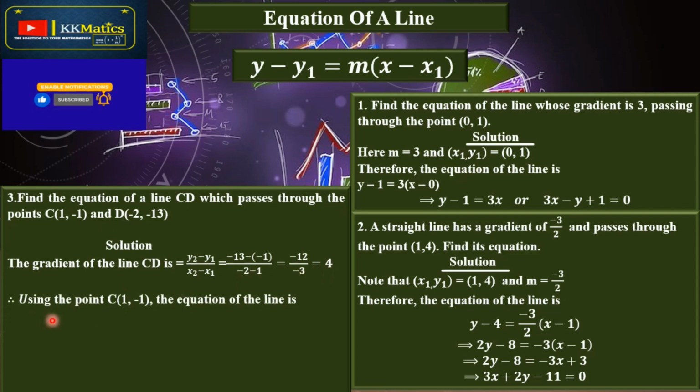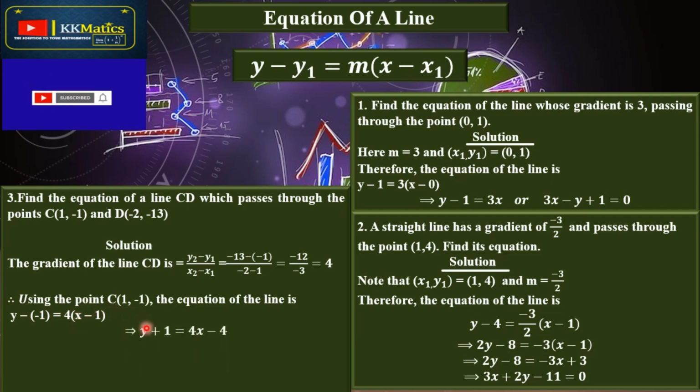Therefore, using the point C, you can choose any of the points. You can choose this point or that point. It's all the same. Make things simpler for yourself. So we have C containing the coordinate (1, minus 1). And then the equation of the line would be, so this here will be our x subscript 1 and y subscript 1. By that being said, you can then substitute it into the equation of the line. So we have y minus, in brackets, minus 1 equals 4 multiplied by x minus 1.